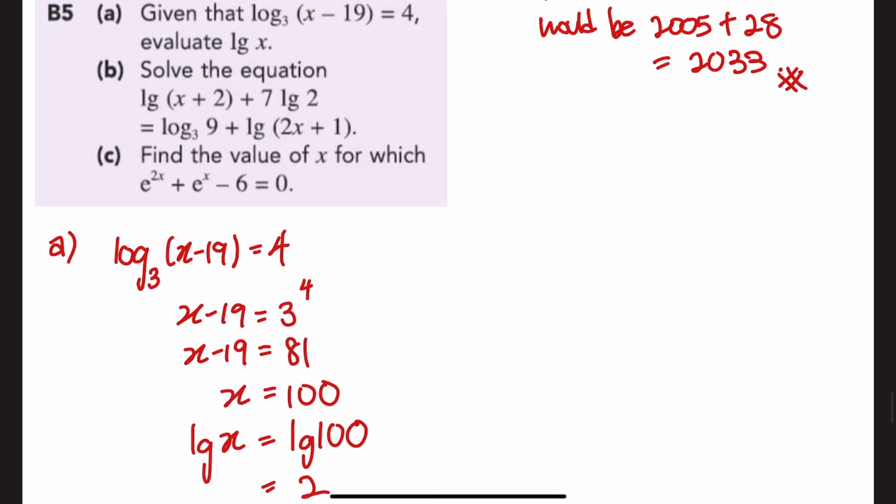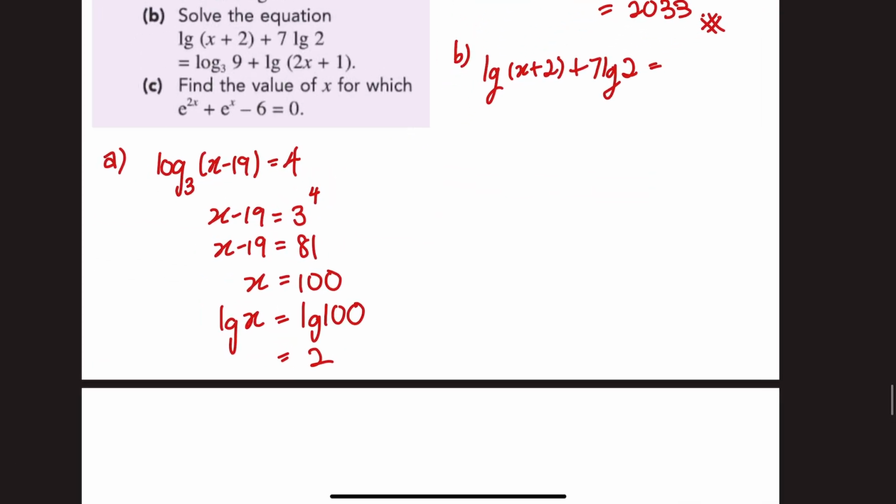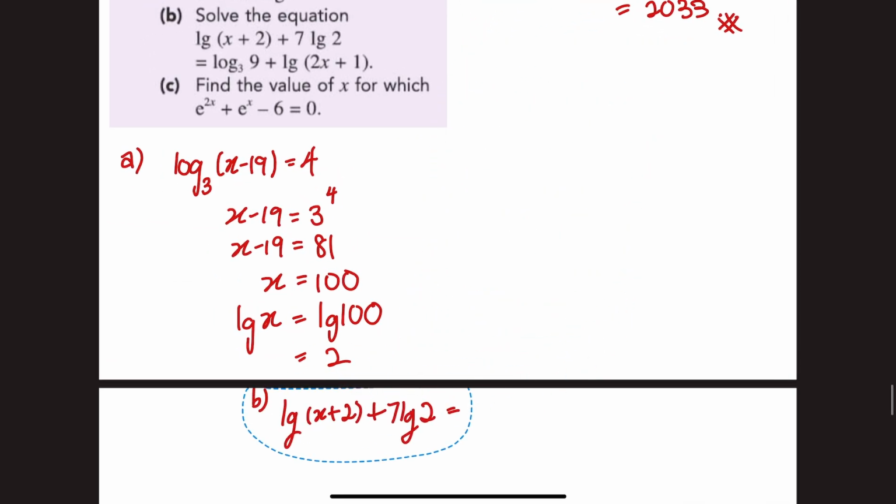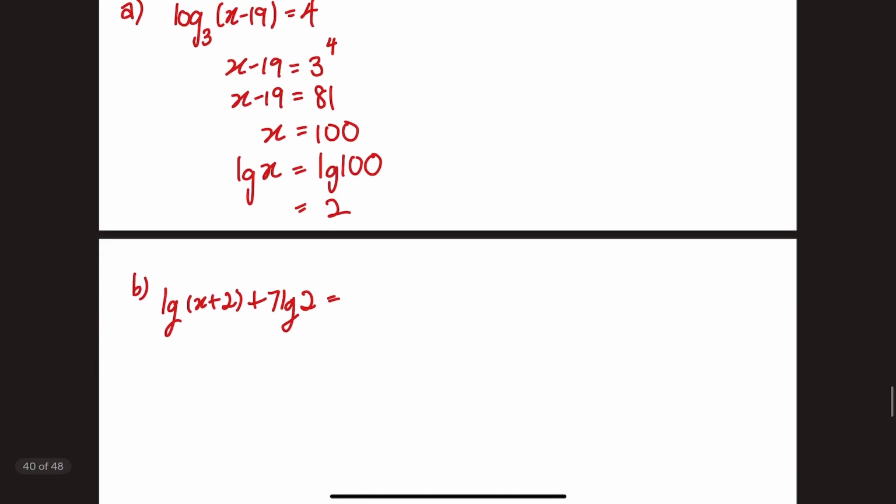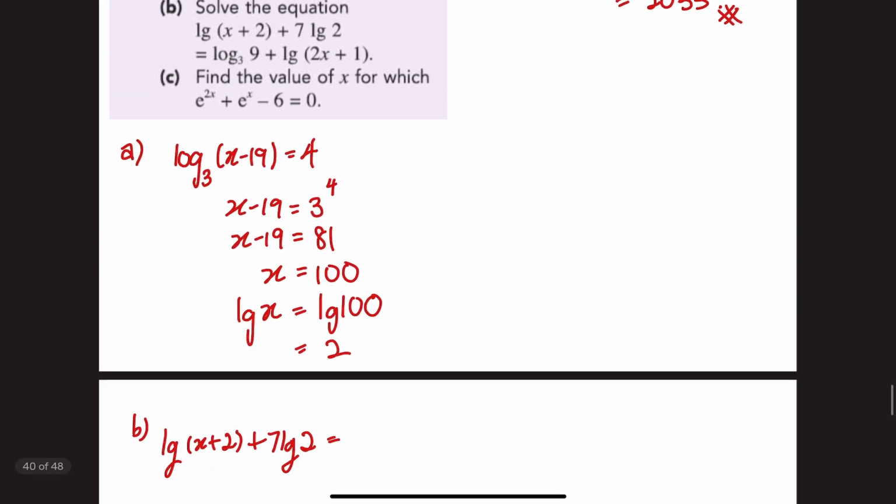Let's now look at part B. Solve the equation: log base 10 of (x plus 2) plus 7 log base 2... I need more space for this, maybe I write this below. Okay, so over here, I write this part here: 7 plus log base 2 equals log base 3 of 9 plus log base 10 of (2x plus 1).